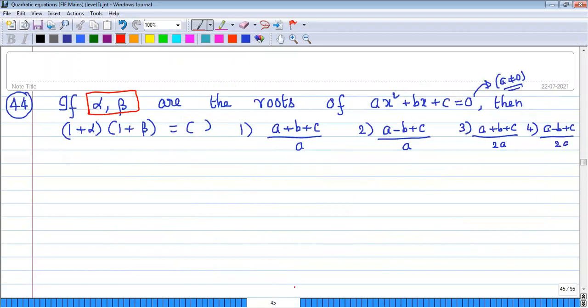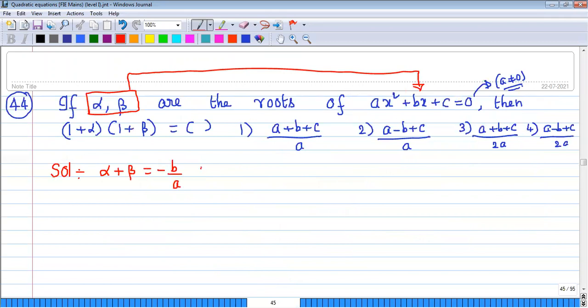Okay, sir. Alpha beta are the roots of this quadratic equation, so we have the sum of the roots alpha plus beta equals minus b upon a, whereas alpha beta equals c upon a. We need 1 plus alpha into 1 plus beta. So with simple multiplication, we get 1 plus alpha plus beta plus alpha beta.